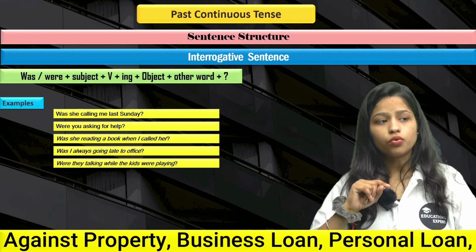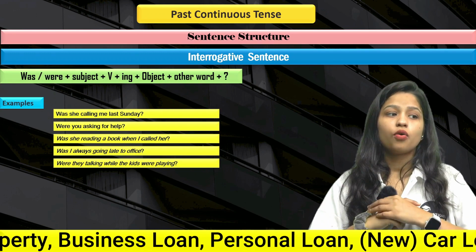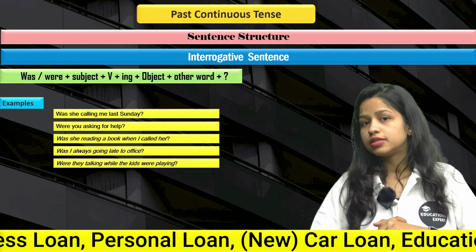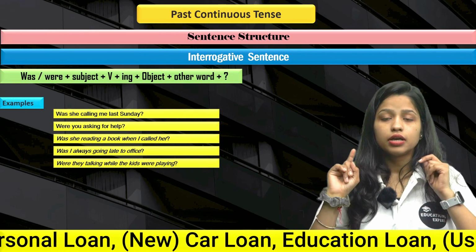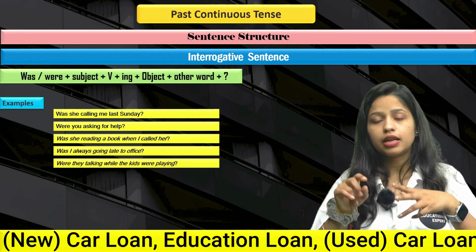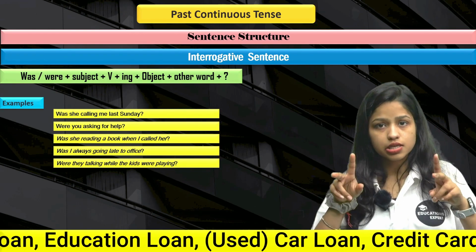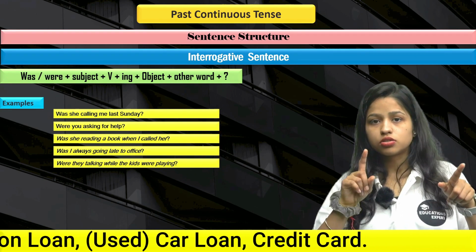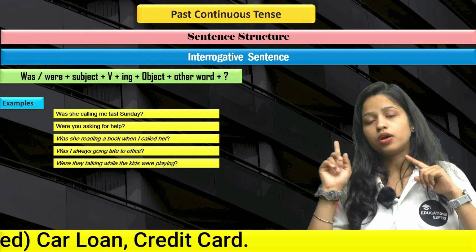Were they talking while the kids were playing? Again you have to remember this. See, again the rule that I've just spoken about, that is while or when. Now in this sentence I have again used two actions at the same time, but I am using past continuous tense for both, and with past continuous tense you have to use while. So you can see it in this example: were they talking while the kids were playing?